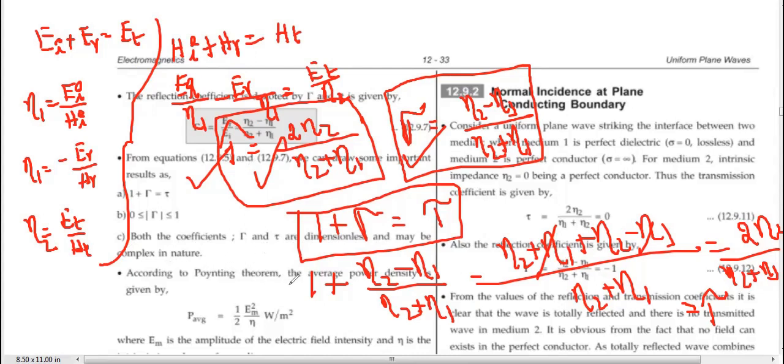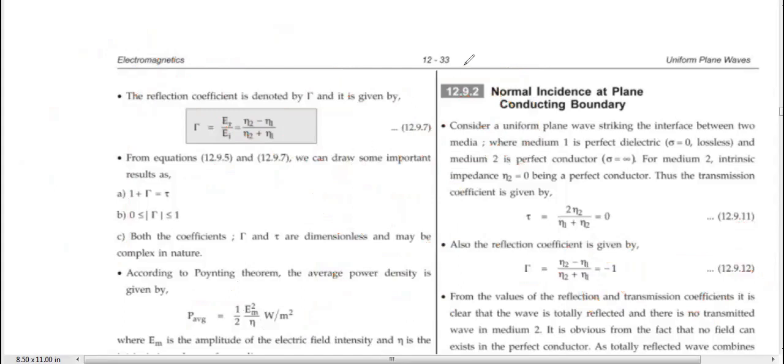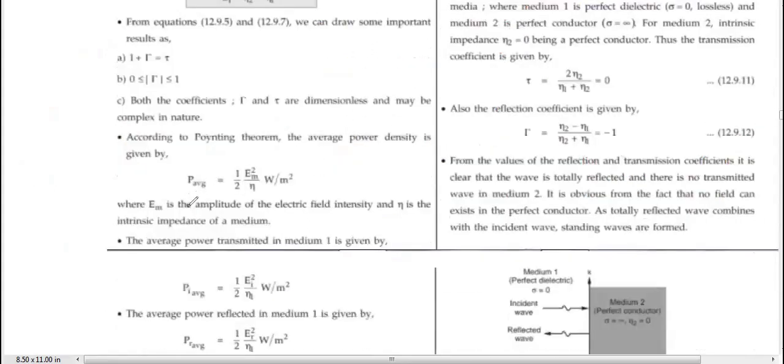According to the Poynting theorem, the average power density is given by, first of all remember, my dear students, one of the formulas: P average is equal to EM square by 2 eta. You can derive this after completing plane conducting boundary, dielectric boundary, normal incidence and oblique incidence. By the Poynting theorem, the average power is 1 by 2 EM square by eta, watts per meter square.